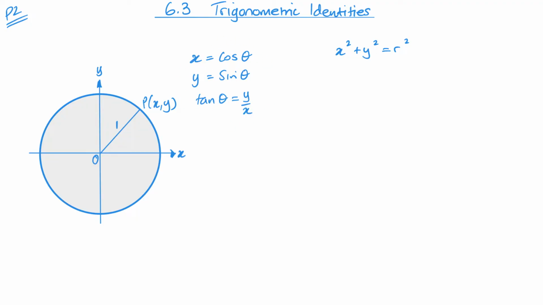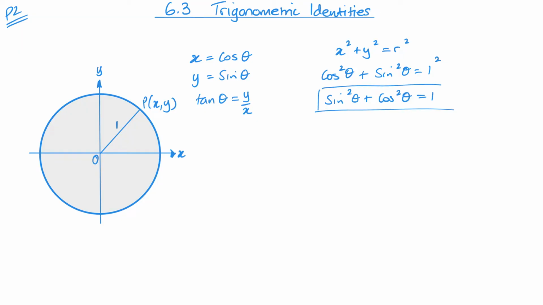So our x and y, x is cos theta, so cos squared theta, plus y is sine theta, so sine squared theta, and the radius of the circle is 1, so 1 squared. So what we do is we write this as sine squared theta plus cos squared theta equals 1. Apologies there, I don't know why I wrote the y in there. Just a silly move there. But this is our first identity.